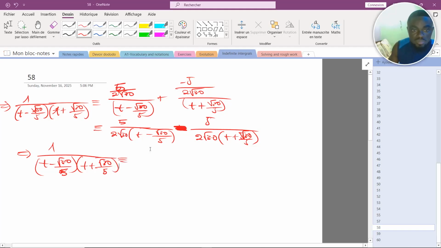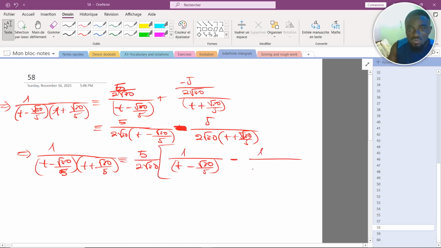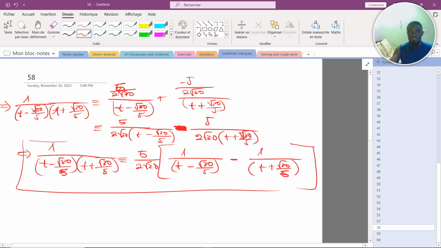It would be identical in partial fraction to 5 on 2 root 30 into 1 all over t minus root 30 on 5 minus 1 all over t plus root 30 on 5. Perfect. So we have already expressed this in partial fraction. That's the partial fraction form of this. So we shall take all of this and substitute it in the integral where we have this.